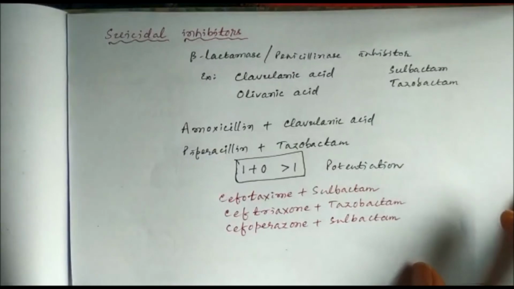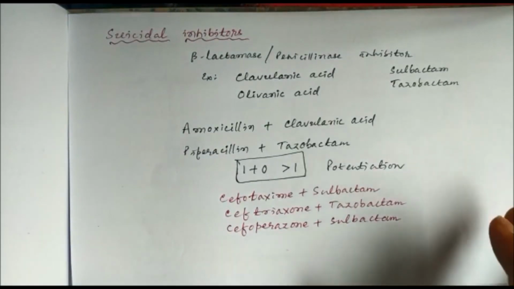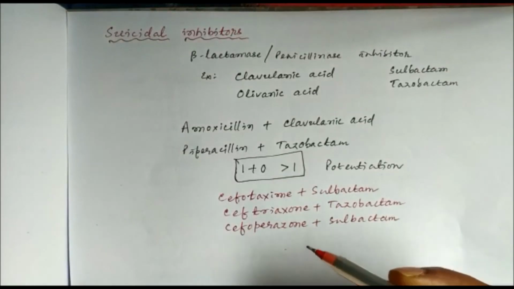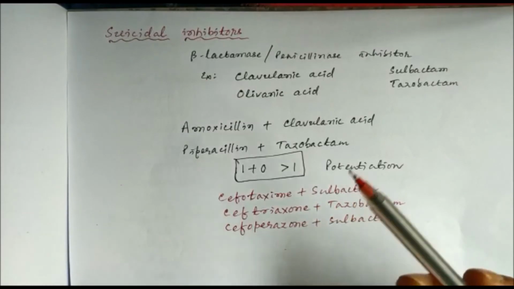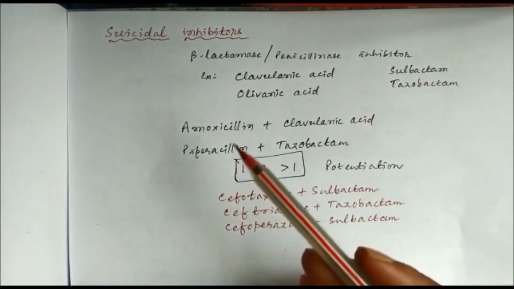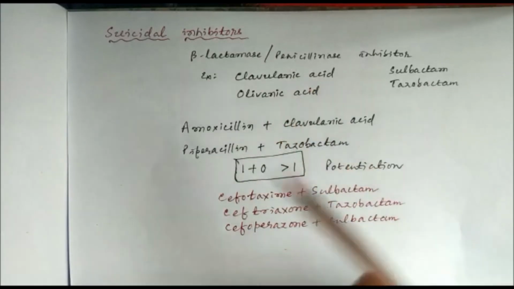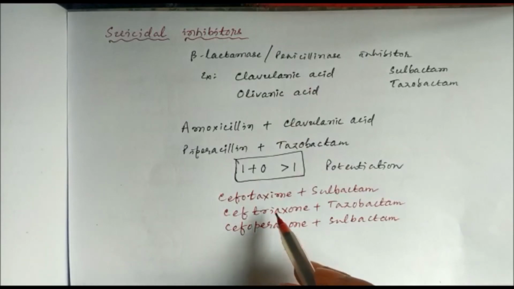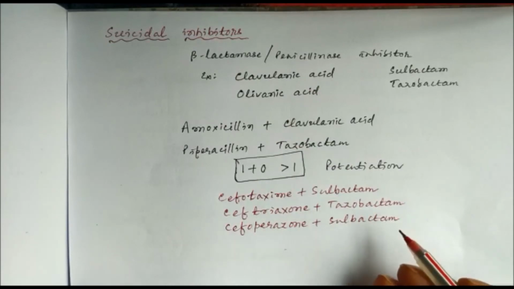Then, as you know, these cephalosporins are beta-lactam antibiotics, so they can be degraded by the beta-lactamase enzyme produced by the bacteria. So we can use beta-lactamase inhibitors like clavulanic acid, sulbactam, tazobactam, along with cephalosporins. Here are some examples: cefotaxime plus sulbactam, cefoperazone plus sulbactam, ceftriaxone plus tazobactam.